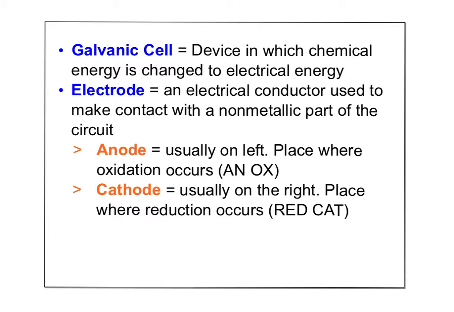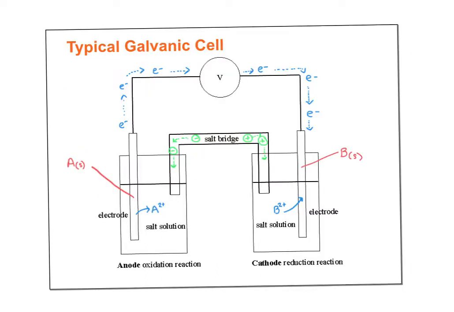Okay, and the cathode is the other electrode, and it's usually drawn on the right, but this is the side of the galvanic cell where reduction happens. So I'm thinking animals here. I got an ox and red cat. Reduction, cathode, anode, oxidation. Okay, here is a typical galvanic cell, and I know this is a lot to take in, so let's break it down.